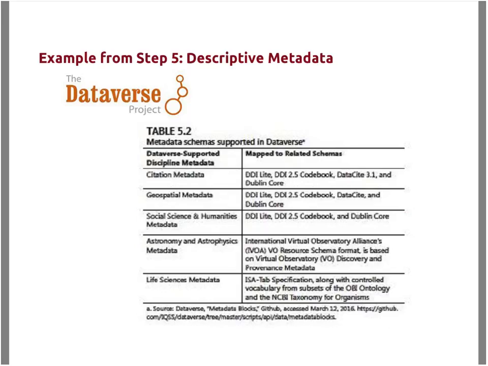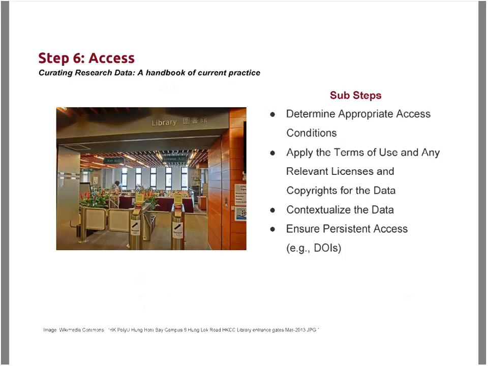Step 6 is more about access and really thinking about different access conditions. I mentioned earlier some of the restricted data that you might be ingesting to your repository, where you could use perhaps embargoes if it's a short-term issue, but maybe there needs to be something for the long term as well. Applying your terms of use and the appropriate licenses, and then also thinking about ways to contextualize the data and put the data in place with its relationship to other research articles or other data sets.